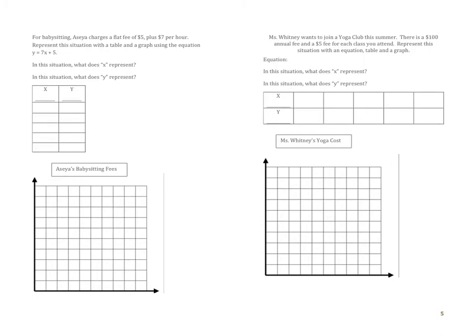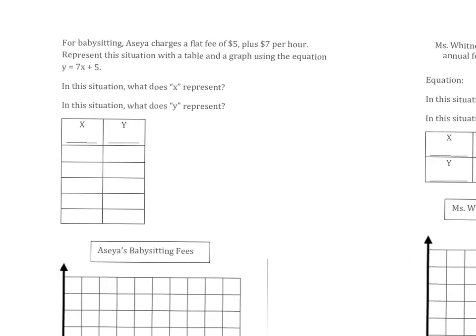So our first example we're going to look at is our one on the left. So we have, for babysitting, Asia charges a flat fee of $5 plus $7 per hour. We can represent the situation with a table and a graph using the equation y equals 7x plus 5. So in this particular situation, we want to look at what does x represent and what does y represent. So x here is going to represent the number of hours that she babysits.